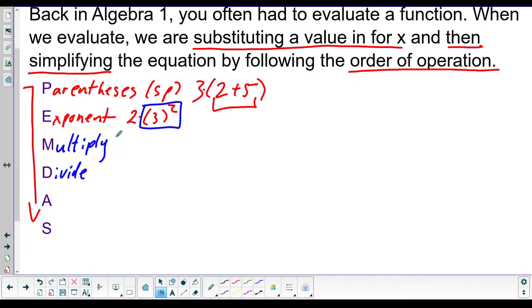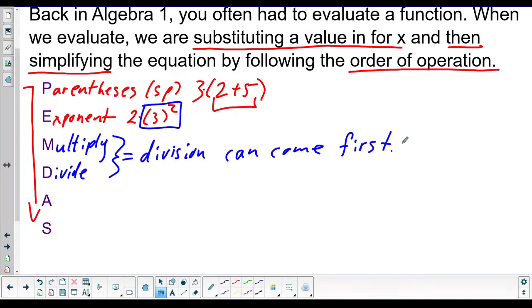I'm going to give you a little disclaimer. Multiply and divide, they're kind of equal rank in the order of operations. So sometimes you can divide first, then multiply, if that makes your life a little easier. So division can come first. It's not 100%, and in some cases it makes more sense to divide first, other cases not so much. And we'll talk about it when we get there, so don't freak out.